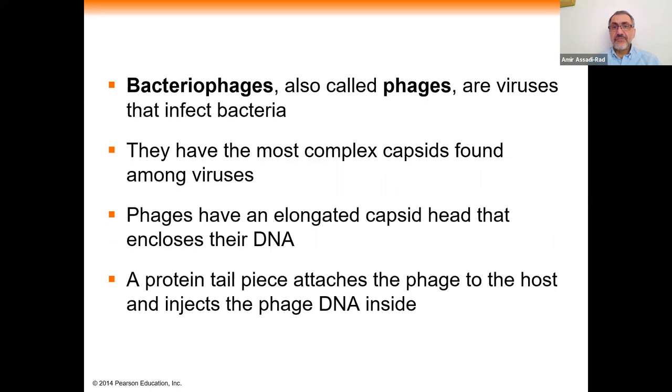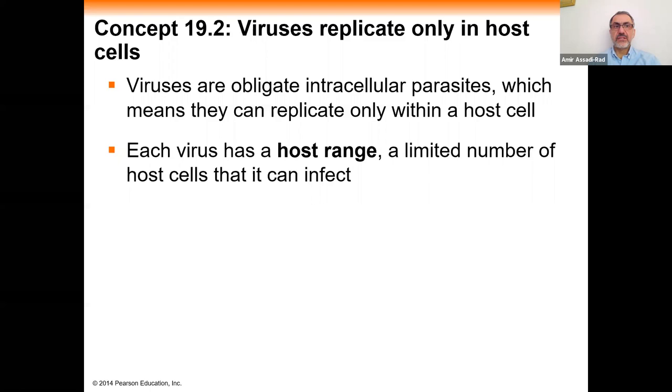So bacteriophages, as I said, are viruses that infect bacteria only, no other cells. They have the most complex capsid, the protein coat, found among viruses. And since they do not have an envelope, a phospholipid bilayer, they are kind of an ancient virus. So phages have an elongated capsid head that encloses their DNA and a protein tail piece that attaches the phage to the host and injects the DNA inside of the cell. You will see that.